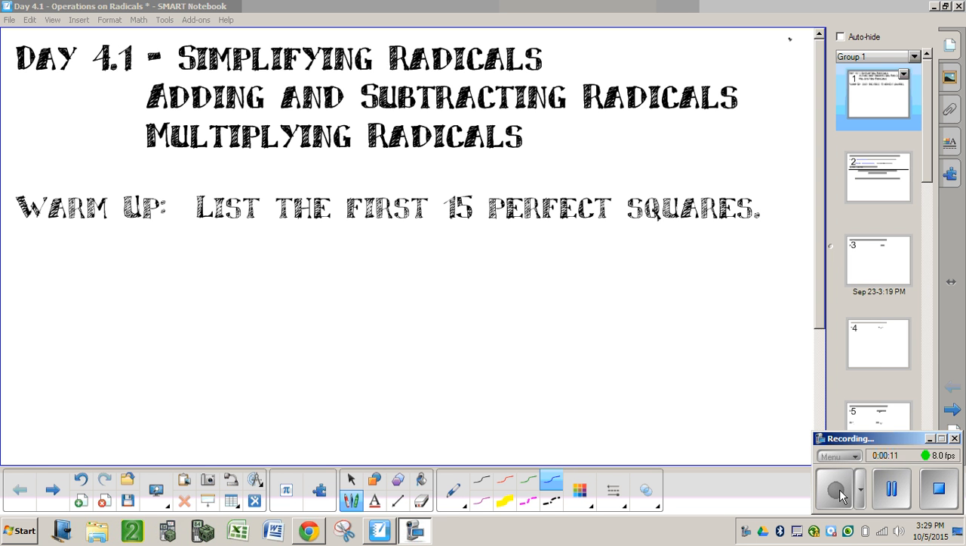We're going to start off by doing a little warm-up, and you're going to list out your first 15 perfect squares. So I'm going to start you off with 1, 2 squared would be 4, 3 squared would give you 9, 4 squared would give you 16. So go ahead and pause your video and list out the rest of your perfect squares, and when you're ready you can push play again.